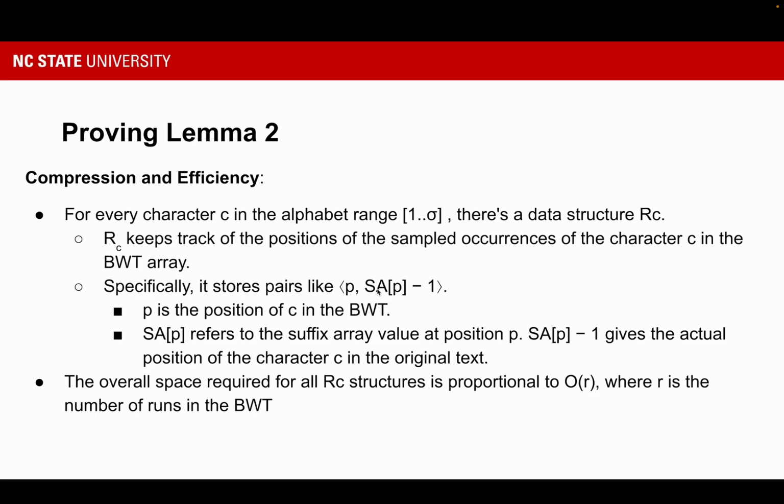One thing to note here is that one character can appear multiple times. So if you're talking about something like AAA, BBB, AAA, you have two characters, but you have three different runs. So A would have two different positions of the character in this original text at the second part of this pair. In turn, what this means is the overall space required for these structures is proportional to O of r, which is the number of runs that we have in our Burrows-Wheeler transform.